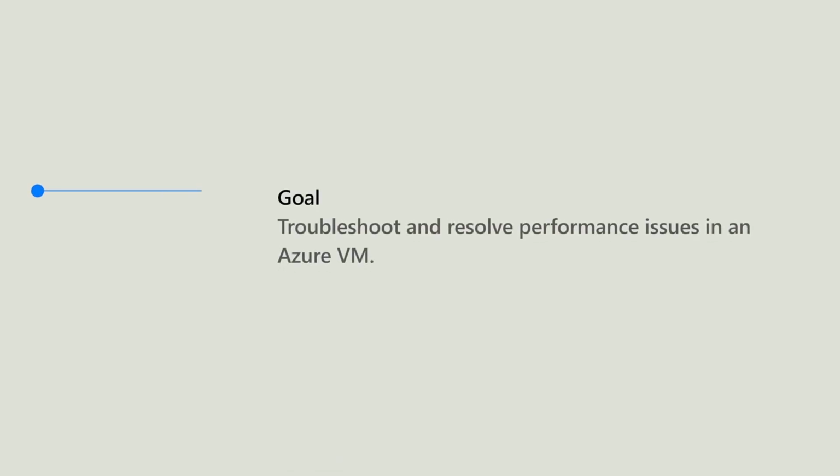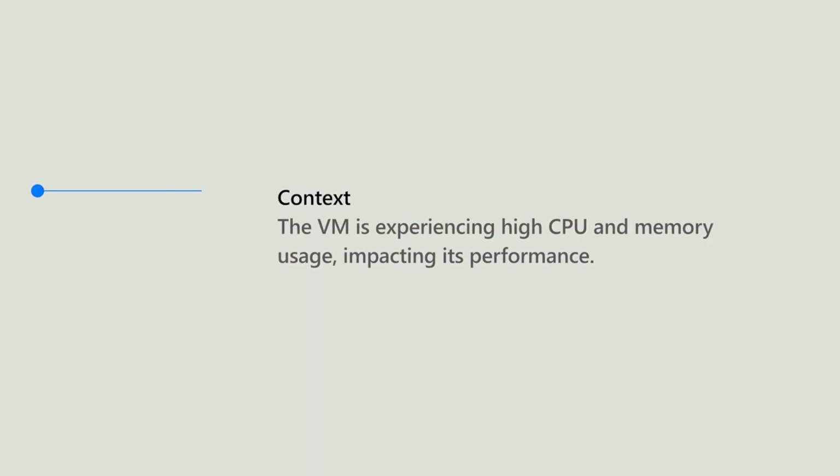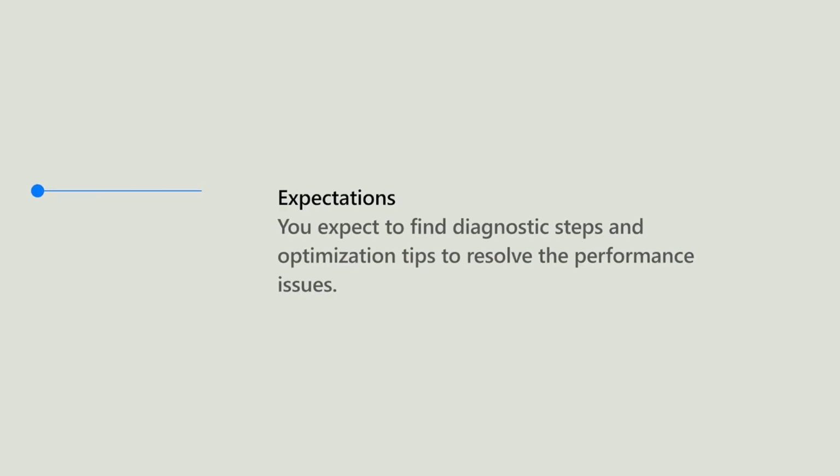First, the goal. What do you want to achieve? You want to troubleshoot and resolve performance issues in an Azure VM. Next, the context. What's the situation? The VM is experiencing high CPU and memory usage, impacting its performance. And now, our expectations. What do you hope to find?